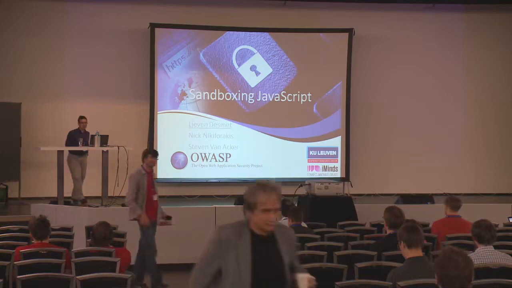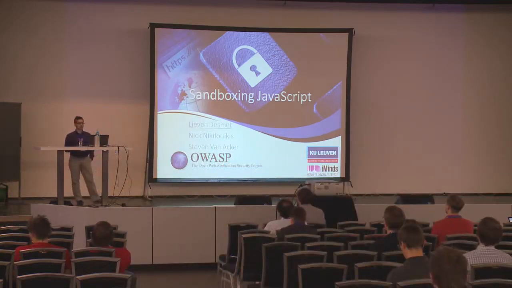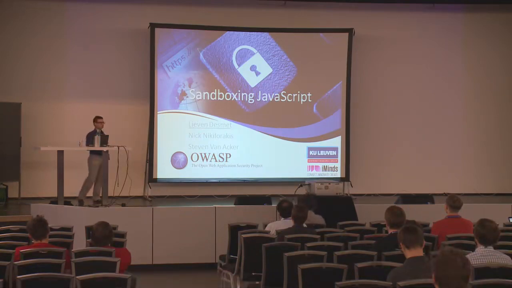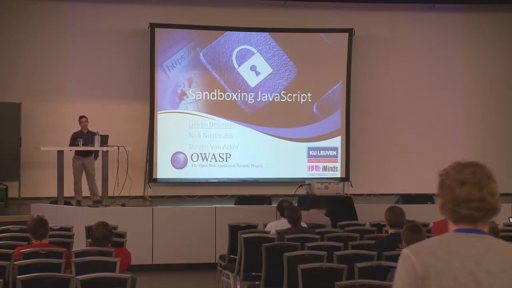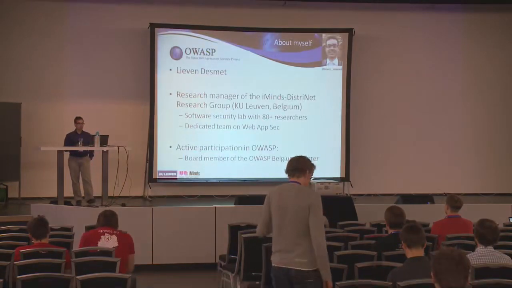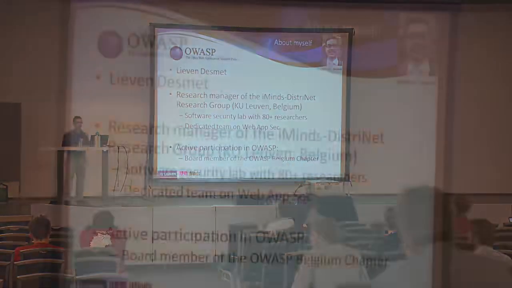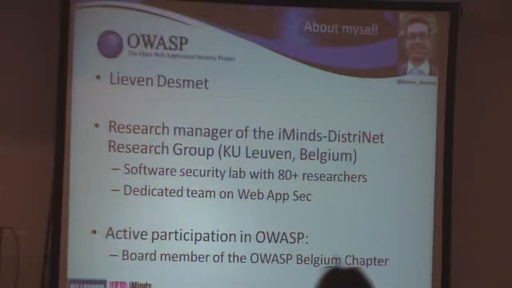So my name is Lieven, and in this last talk of the main track, I want to give you two insights. First, how are we using third-party JavaScript in our applications, and also report on a study on the top 10,000 websites, how they're actually dealing with it. And secondly, how do you protect your website against third-party JavaScript that gets malicious. I'm a research manager at the research group at the University of Leuven. We have a software security lab with about 80 researchers, and a dedicated team on web application security, and some of my colleagues are here as well.